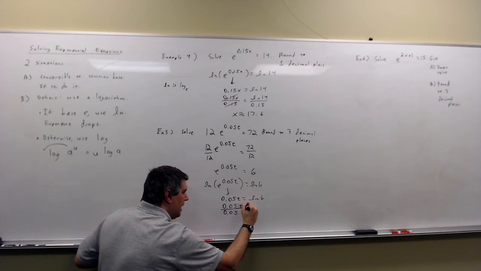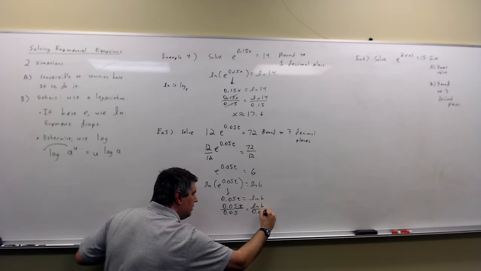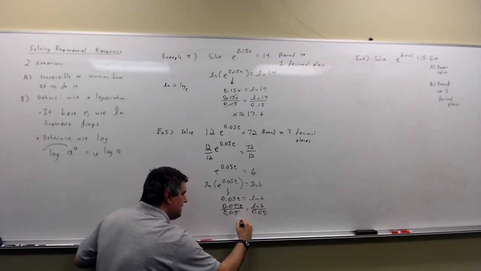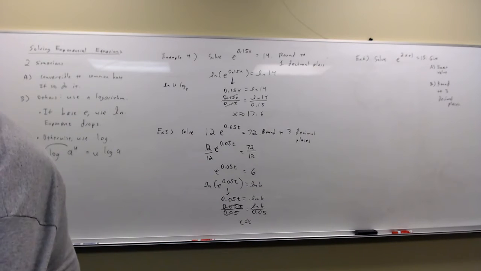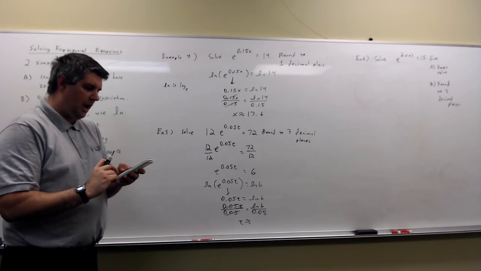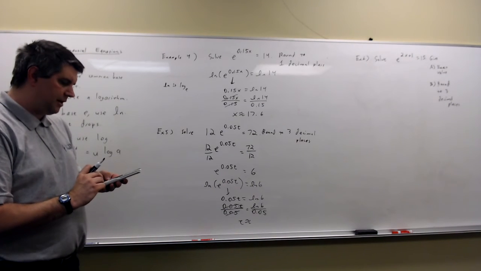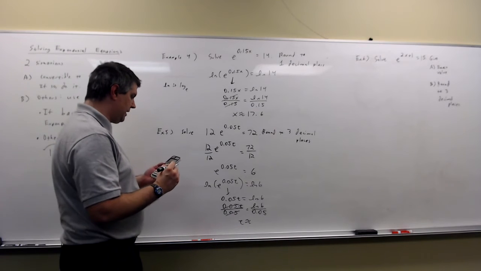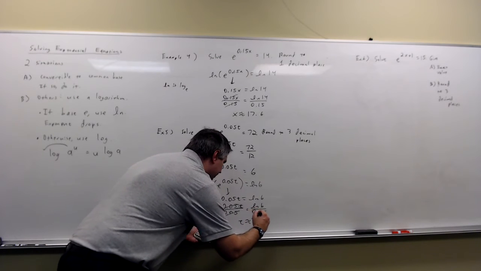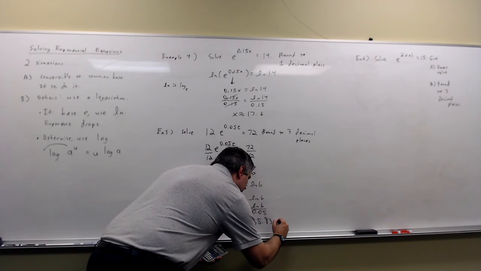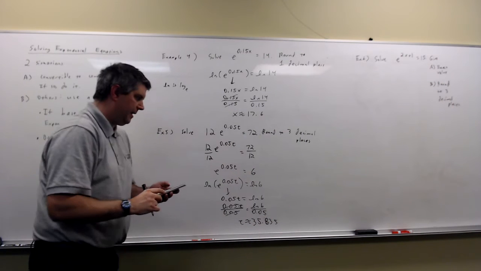Okay, I'll try to make that more legible. Natural log of 6 over 0.05. Cancel those. And t is approximately, because it says to round, I'll take the natural log of 6. I end up with 1.791759 and so on, divided by 0.05. I end up with approximately 35.835. Okay.